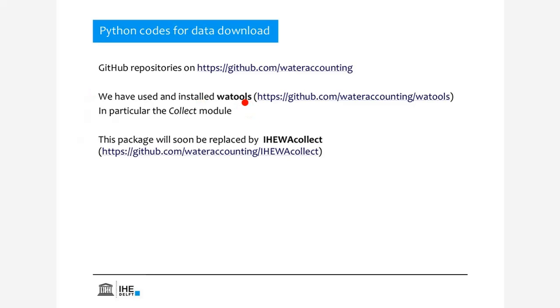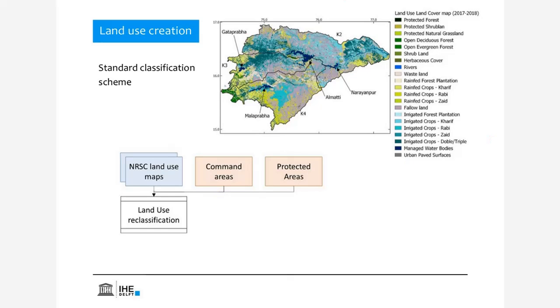It can be that this IHE collect has some upgrades or some corrections. For example, when the data provider changes a file name or folder structure, I think this is more up to date. So this is, let's say, one first step: downloading data. And then the other step is to look at the land use map. We discussed how to make a land use map for water accounting.